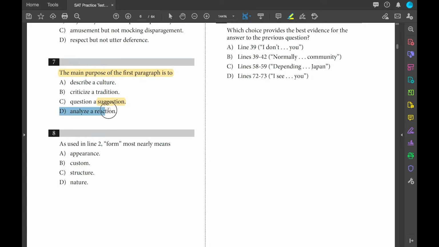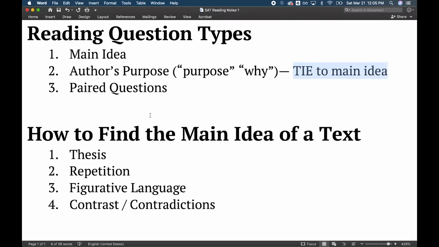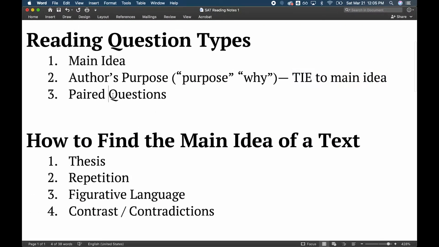So this one's D. Just analyze a reaction. He says over and over in that first paragraph, should he have done something different because she acted a certain way? Would she have been more receptive? And that ties to the main idea, which is that Chiya rejected Akira. So that's analyzing the reaction. So 7 is D. All right, and then last one for today is how to answer the paired questions.